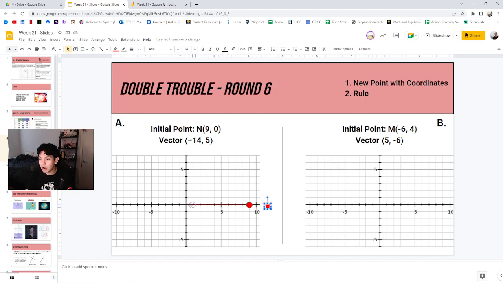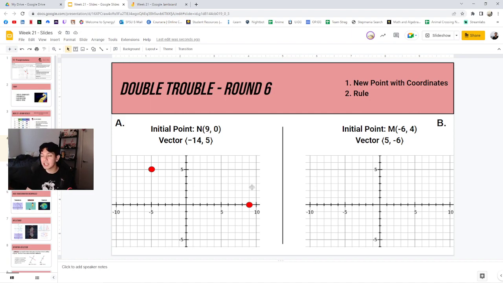So we go all the way over here to negative 5. And then this 5 represents that we're going to move in the y-axis, so we're going to move up 5 units. So where do we end up? We end up over here in this dot at (-5, 5).